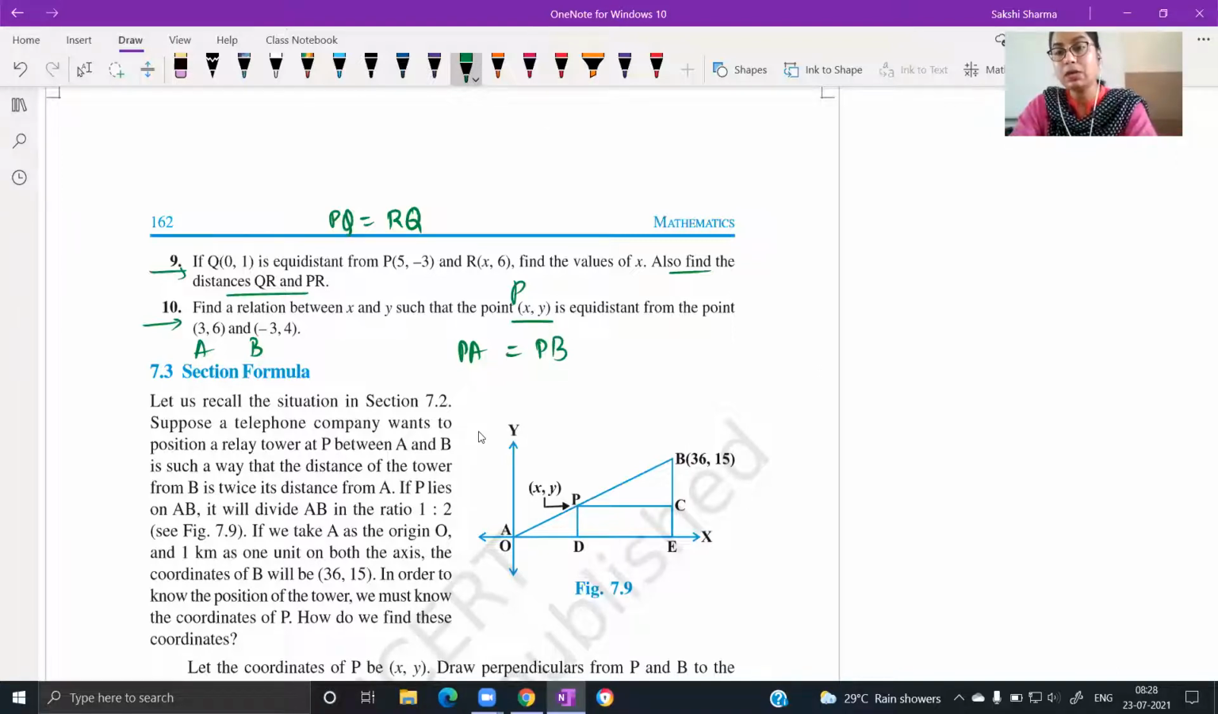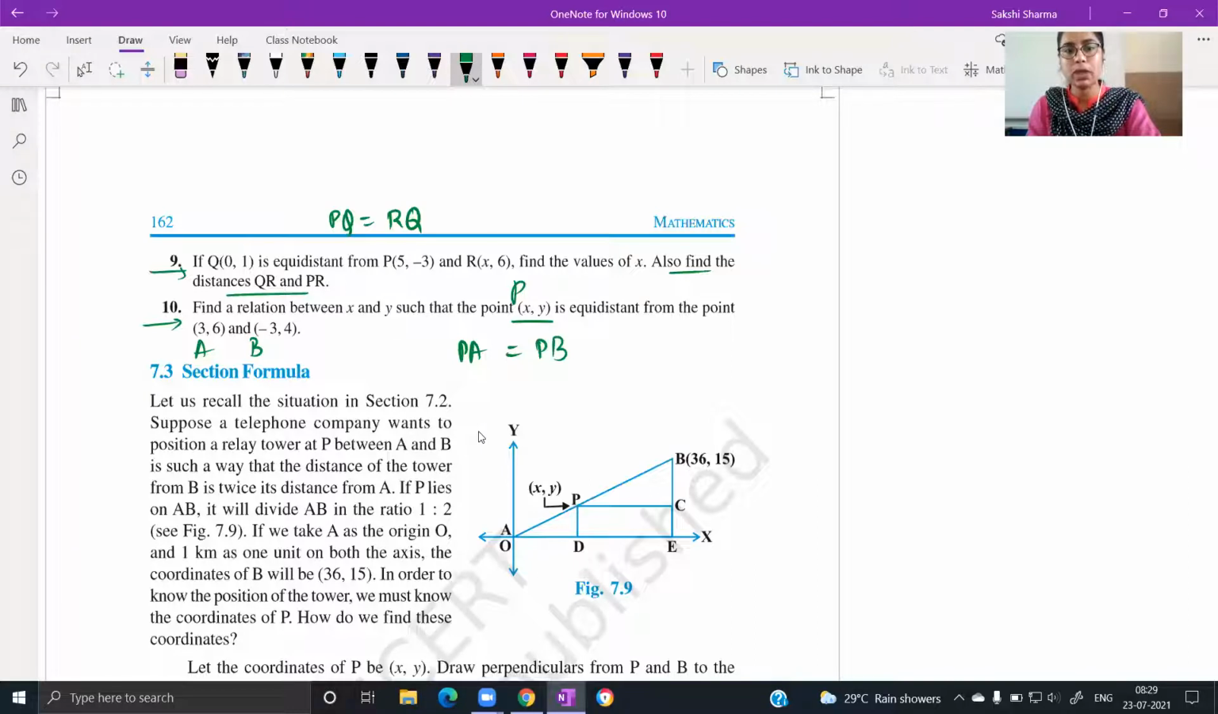Here we have got only one equation. We will not be able to find the values of X and Y. You will get a relation between X and Y, meaning you will have one equation. So you have to obtain that equation. Relation means an expression containing X and Y.